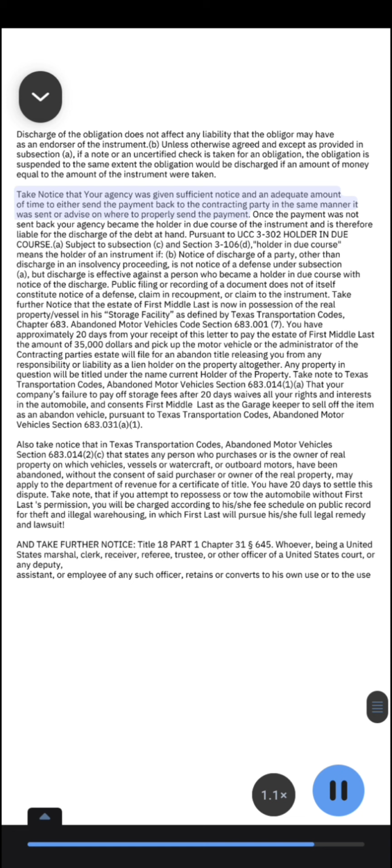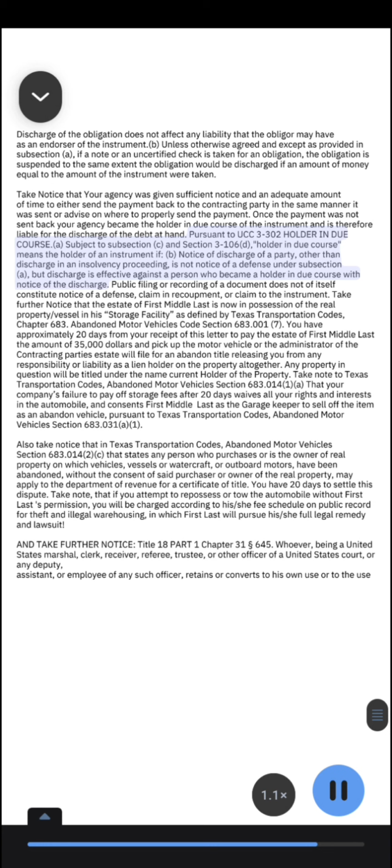Take notice that your agency was given sufficient notice and an adequate amount of time to either send the payment back to the contracting party in the same manner it was sent or advise on where to properly send the payment. Once the payment was not sent back, your agency became the holder in due course of the instrument and is therefore liable for the discharge of the debt at hand.